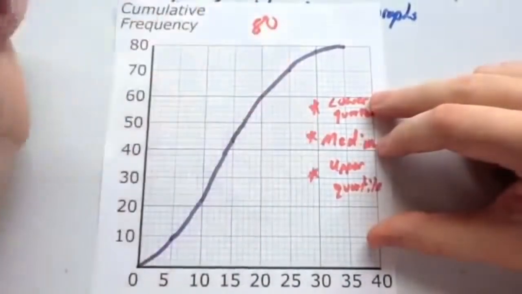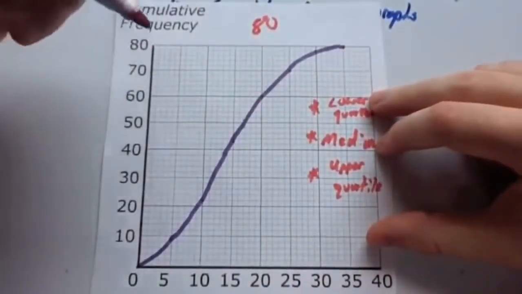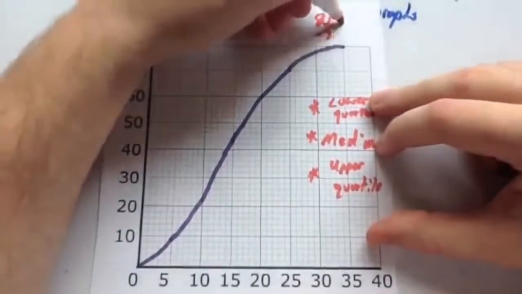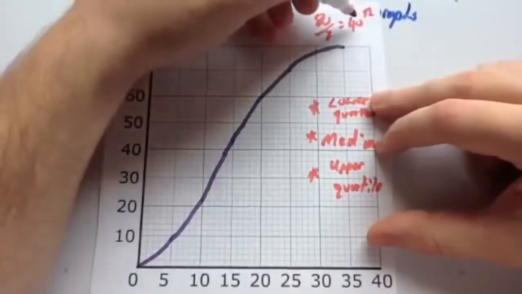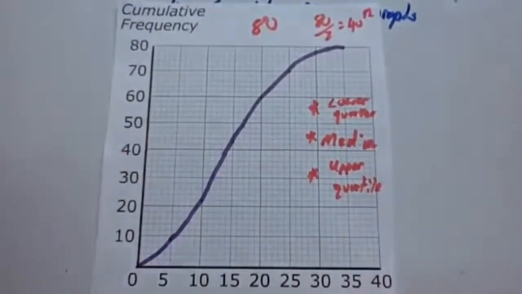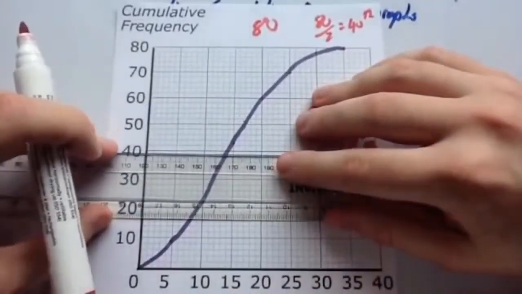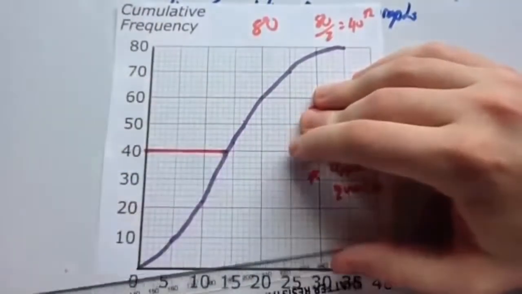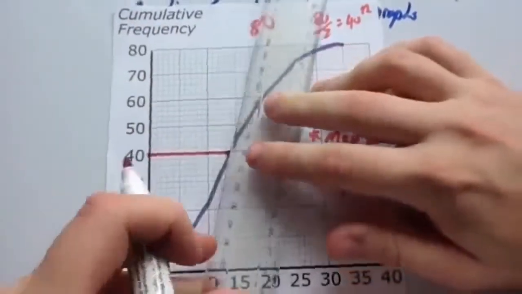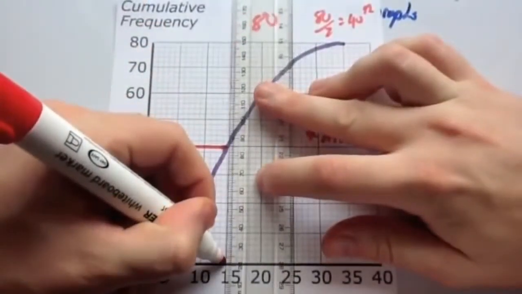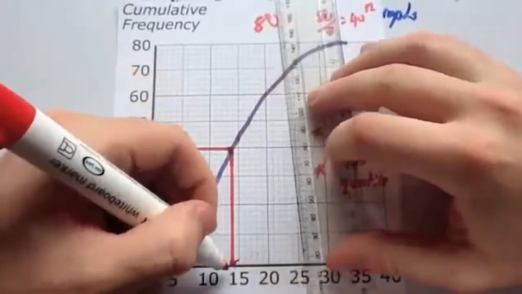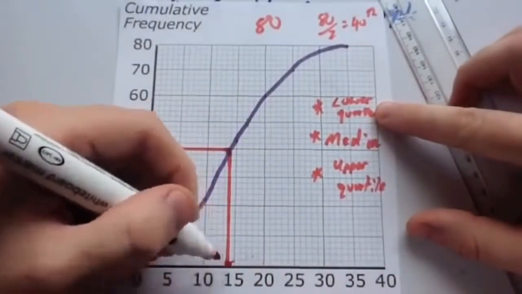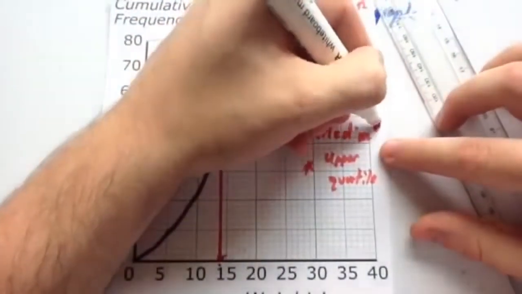Let's first of all work out the median. For the median, you're going to find the middle value. As it's an approximation, you do 80 divided by 2, which equals 40. So we're looking for the 40th person. You get your ruler, and you go from 40 across and then down. I found that the median here is this point, which is 14. So the median is 14.